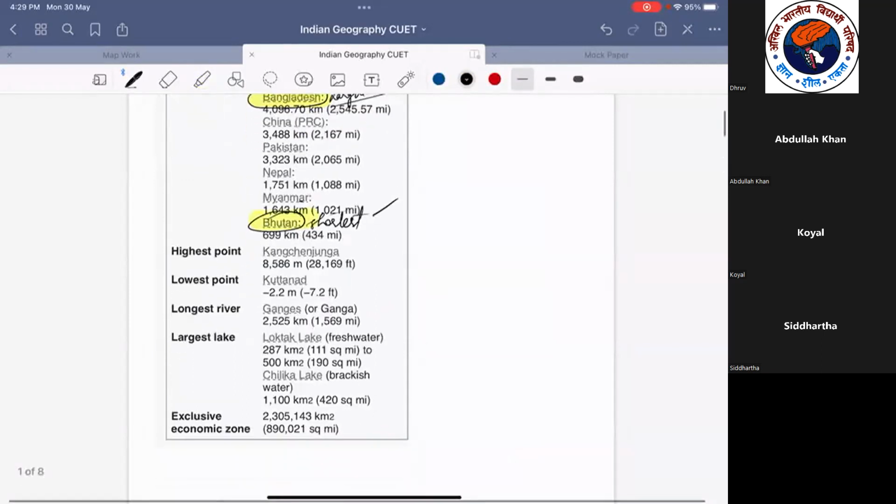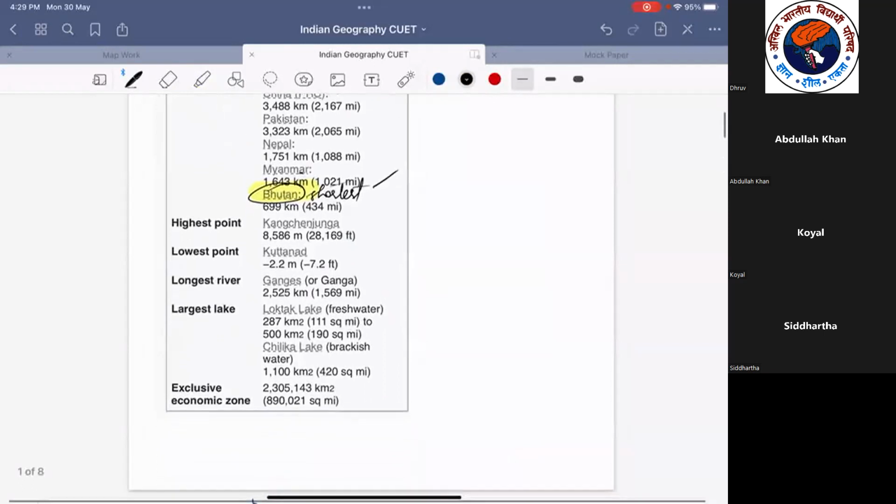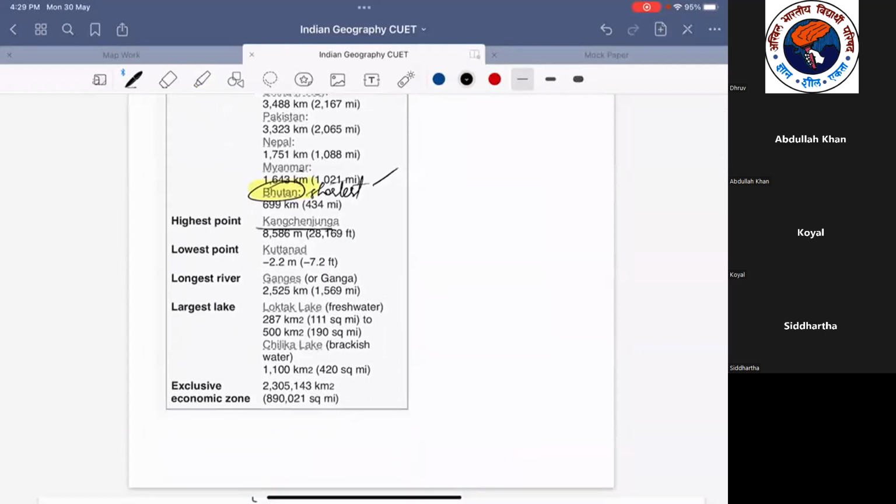Moving on, which is the highest point of India? It is Kanchenjunga. Okay, and this is the third highest point in the world. You can also relate Indian geography with world geography. It would be very easy. Then talking about the lowest point, it is Kuttanad. Kuttanad is a valley, you can say. This is the lowest point. Longest river, Ganga. Most basic question, or the simplest question.